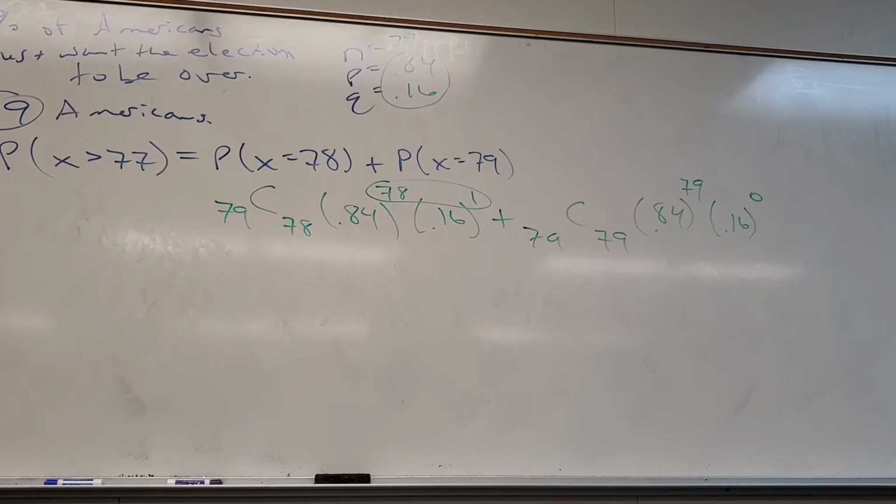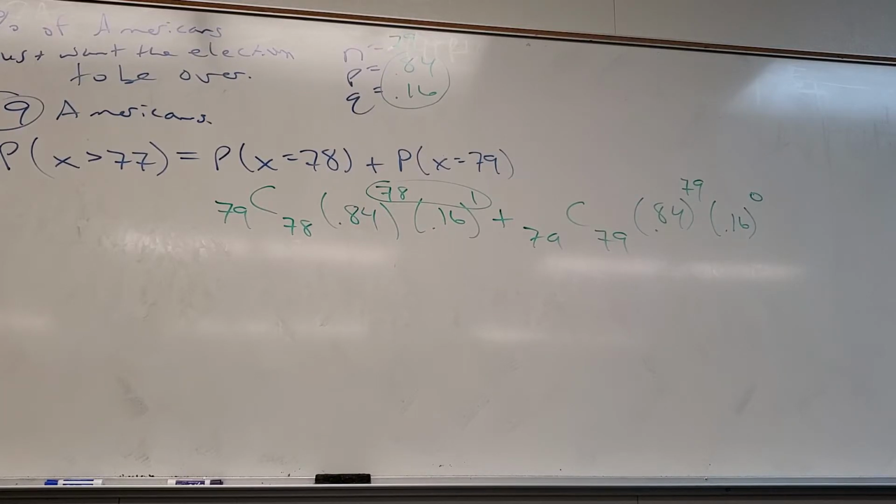So 79, math, choose 78. And see how I had to hit over? Now, if you have an old calculator where it says NCR in the middle of 79, 78, you don't have to worry about that. Yeah, the older calculator, in some ways it's better.